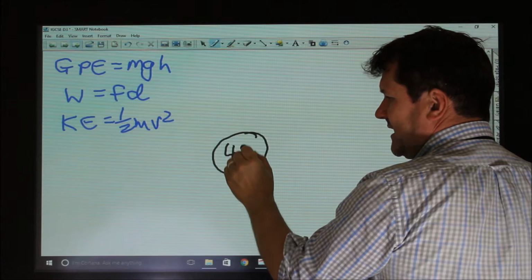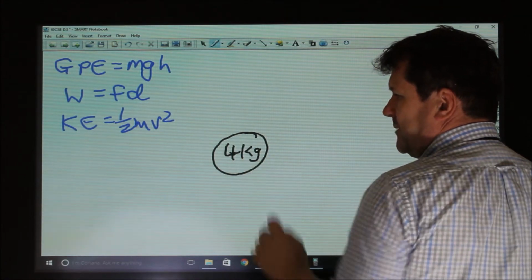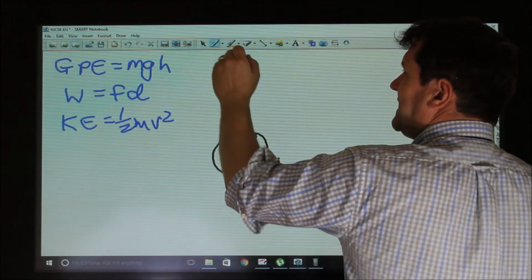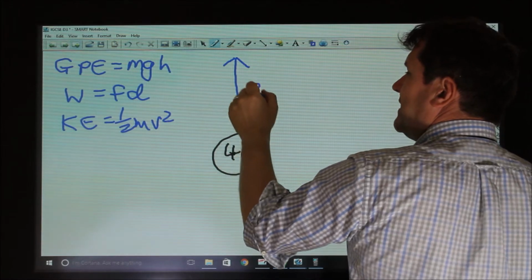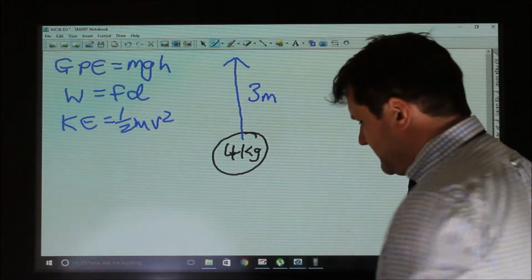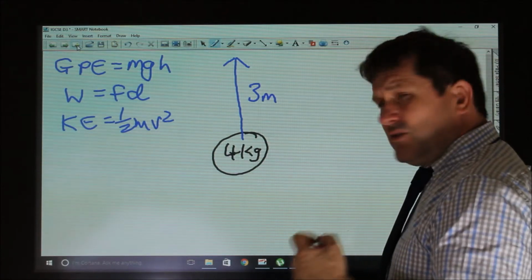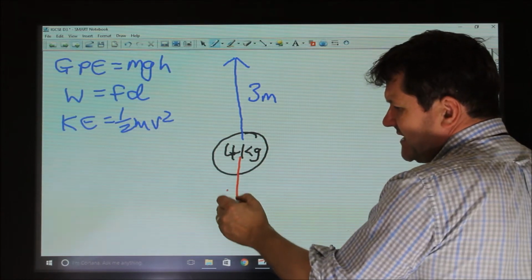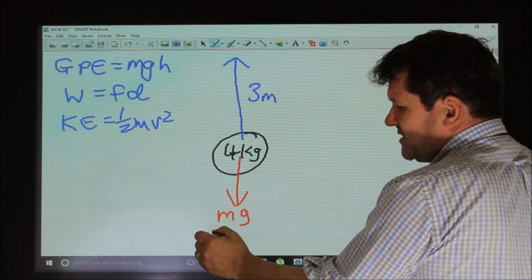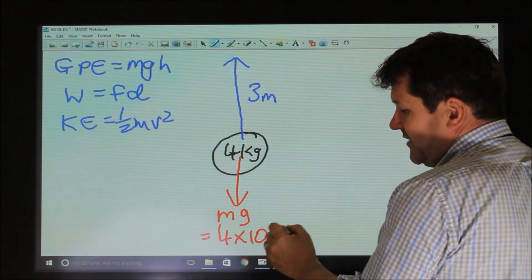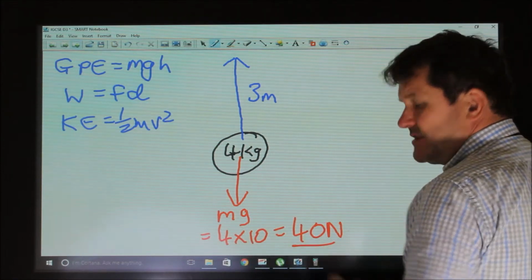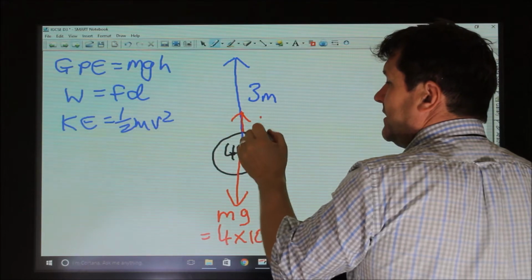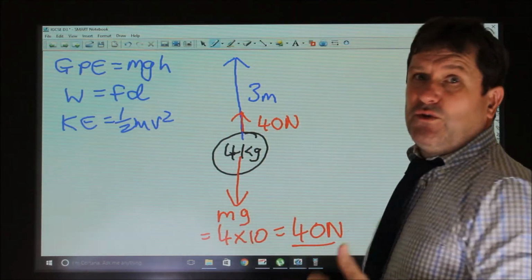If we take a 4 kilogram ball, and I want to lift this 4 kilogram ball up to a height which is 3 meters above the ground. In order to do that, I need to apply force, but we remember from our forces topic that the weight of this is mg, which is 4 times 10, which is 40 newtons. So in order to lift it, I need to apply a force upwards of 40 newtons, or just over 40 newtons.